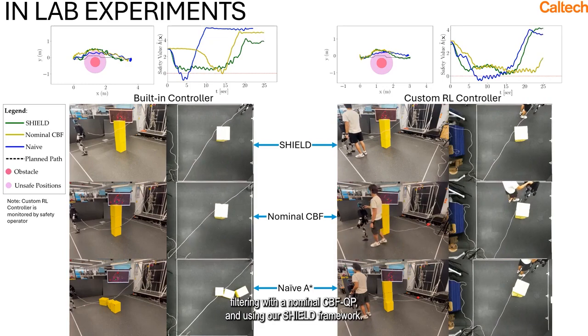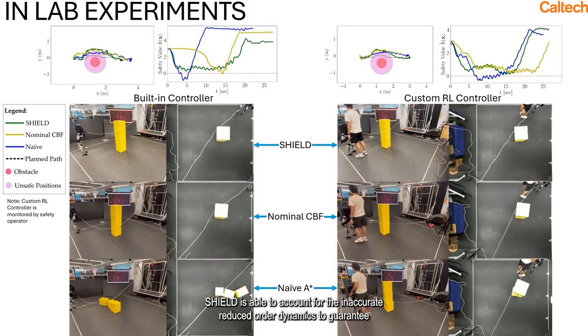We compare three methods: naively following the A-star path, filtering with a nominal CBF QP, and using our SHIELD framework. SHIELD is able to account for the inaccurate reduced order dynamics to guarantee safety on the left, and adapt its conservatism to the environment to produce more dynamic behavior on the right.